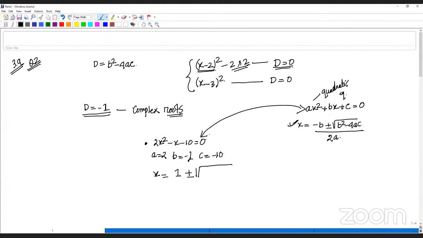Then you have b square, which is 1, minus 4ac. So what is that? Minus 4 times 2 times minus 10 is plus 80, so basically it's plus 80, over 4. So 1 plus or minus the square root of 81, over 4. So basically, it's 9. So 1 root you will get is 1 plus 9 over 4.